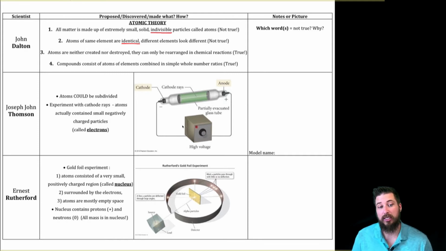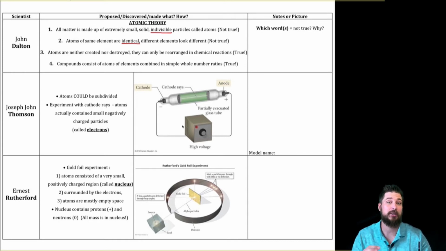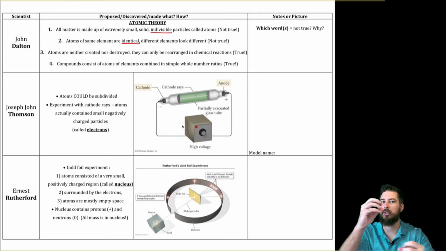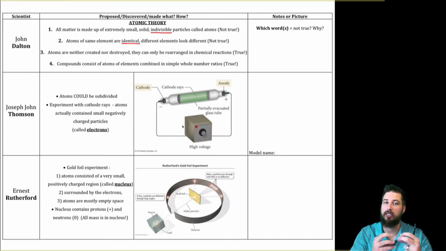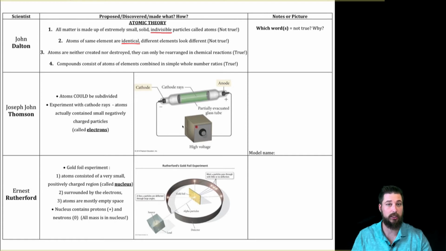Atoms are neither created nor destroyed, but rather they're just rearranged in chemical reactions, and that's true. What happens is atoms are bonded together, and then in a chemical reaction, those bonds will break. The atoms will rearrange themselves. Maybe they will then bond with a new element, or they'll bond with the same element in a different way. But the point is that bonds are broken, atoms are rearranged, and then they form new bonds. And so that actually is true.